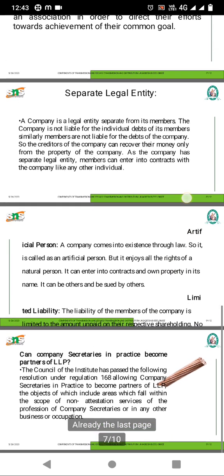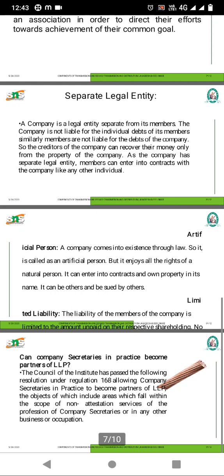Can the company secretary in practice become a partner of an LLP? Yes, the Council of the Institute has passed the following resolution under Regulation 168, allowing company secretaries in practice to become partners of LLPs, the objects of which include areas which fall within the scope of non-attestation services of the profession of company secretaries or in any other business or occupations.